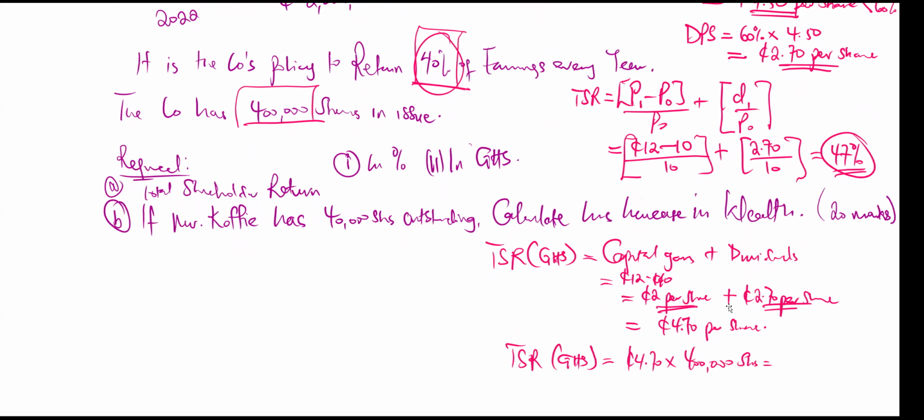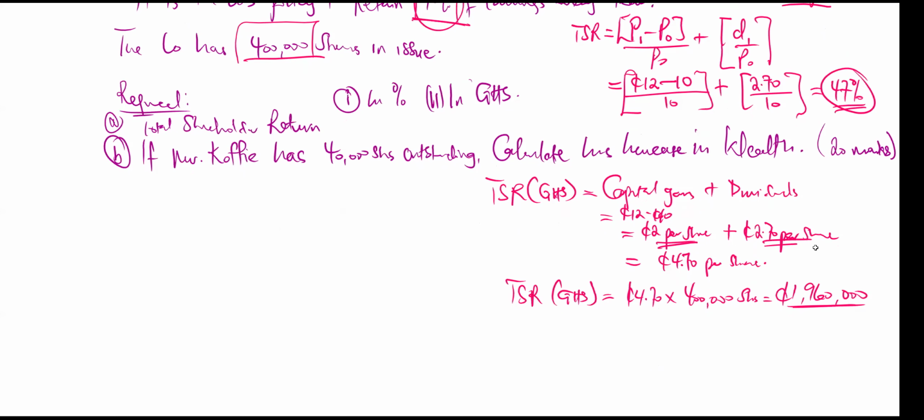You get it? I hope so. 1,960,000. So that means the company's wealth, based on these conditions, will increase by 1,960,000.